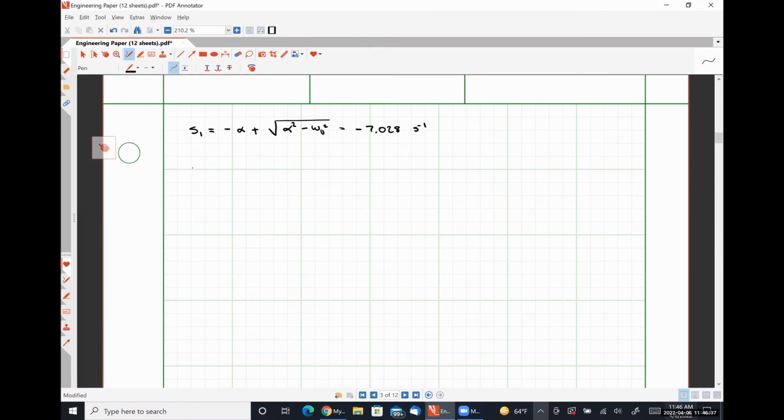All right. S2 is always negative alpha minus the square root of alpha squared minus omega naught squared.